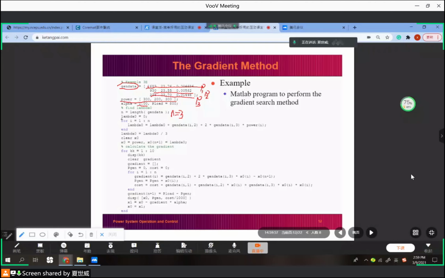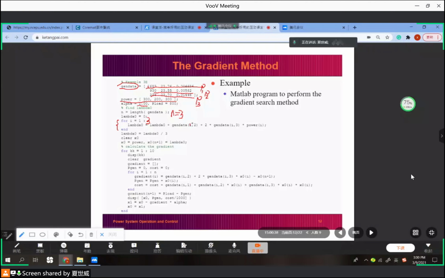Next, we initialize lambda at 0. Let's analyze the meaning of this loop. For I from 1 to n, here n equals 3. So I goes from 1 to 3. For I equals 1, lambda 0 equals lambda 0 plus gen data. What's lambda 0? Just 0. So that means 0 plus gen data when I equals 1.